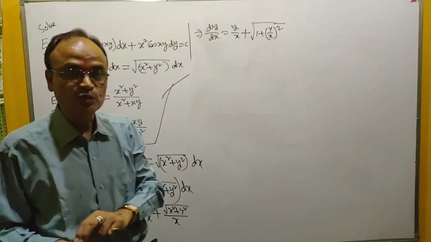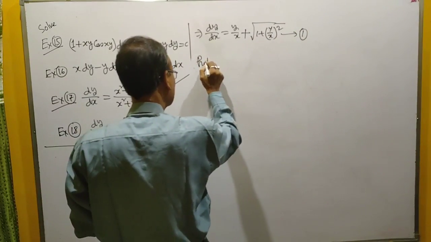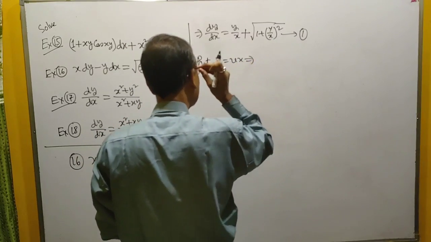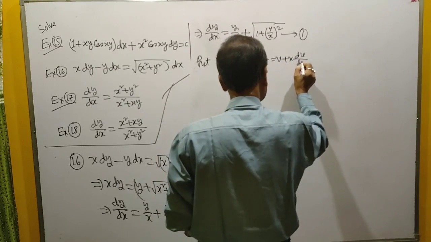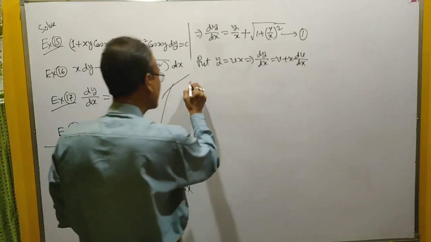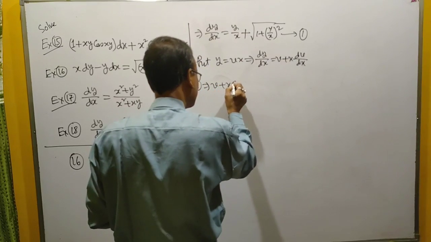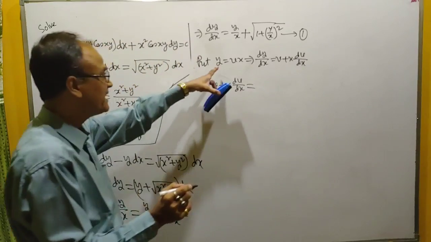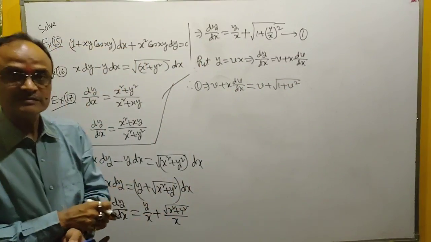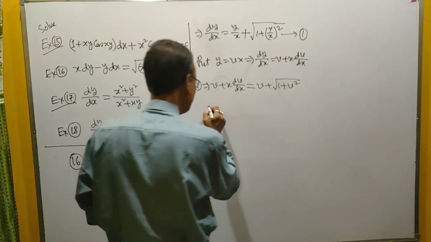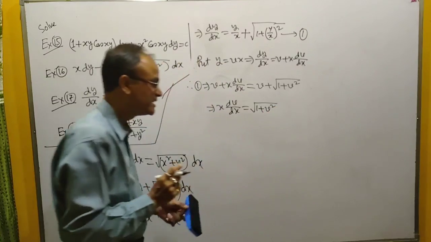Since it is homogeneous, we should put y equal to vx. Suppose this is equation number one. Put y equal to vx, so that dy by dx equals v plus x dv by dx. Therefore, from 1 you will get v plus x dv by dx equal to y by x, which is v, plus root of 1 plus v square. The v will be cancelled, and you will get x dv by dx equal to root over 1 plus v square.